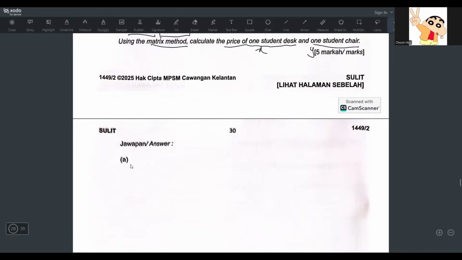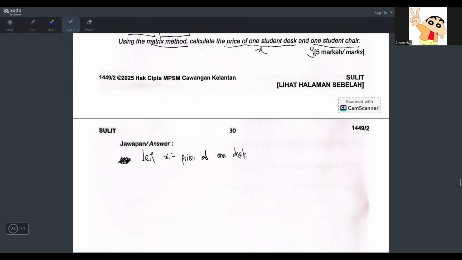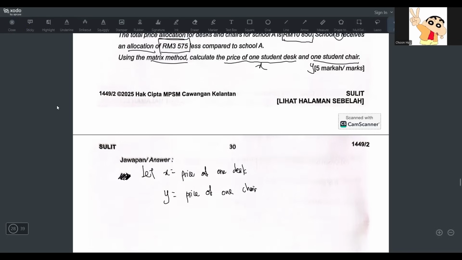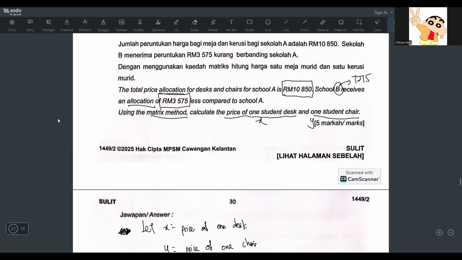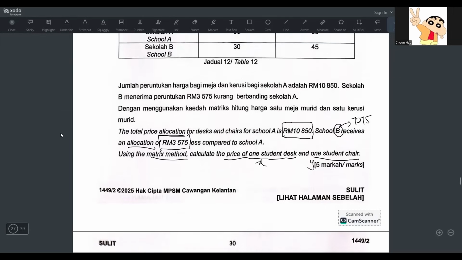Don't just write x equals desk, y equals chair. Not like that. Let it be specific. So let x equals the price of one desk only. Yeah, it has to be specific. And then y will be the price of one chair. So now you know your x and y are in RM because they are both prices. That means the x and y are the price. It's not the number of chairs or number of tables. No, it's the price for one.